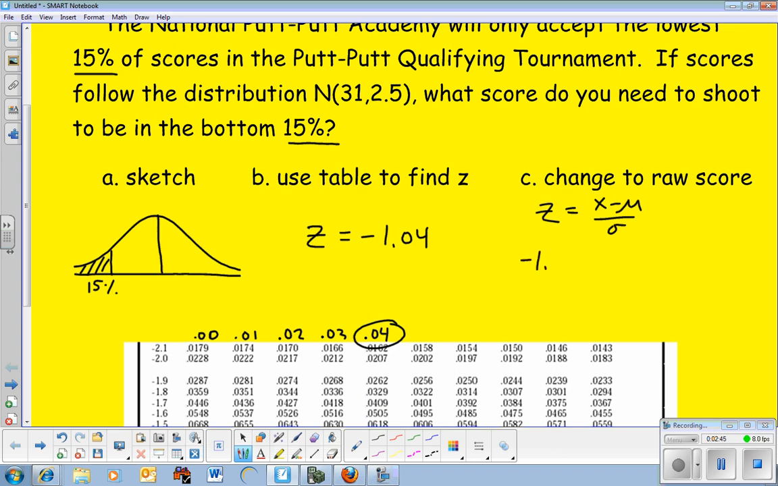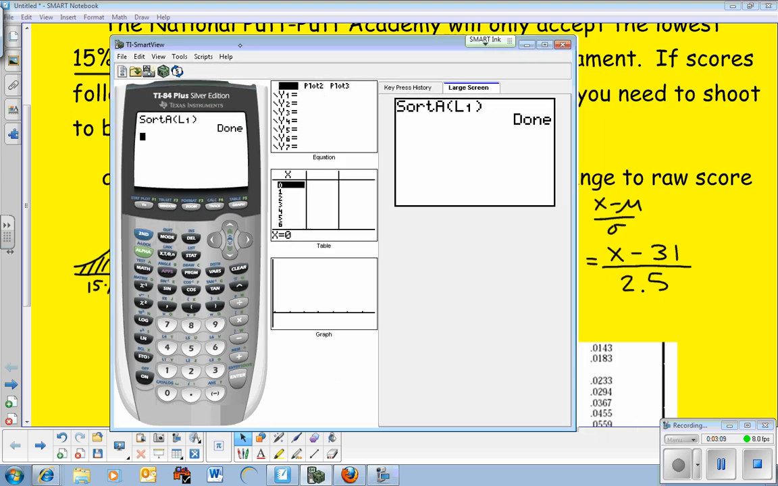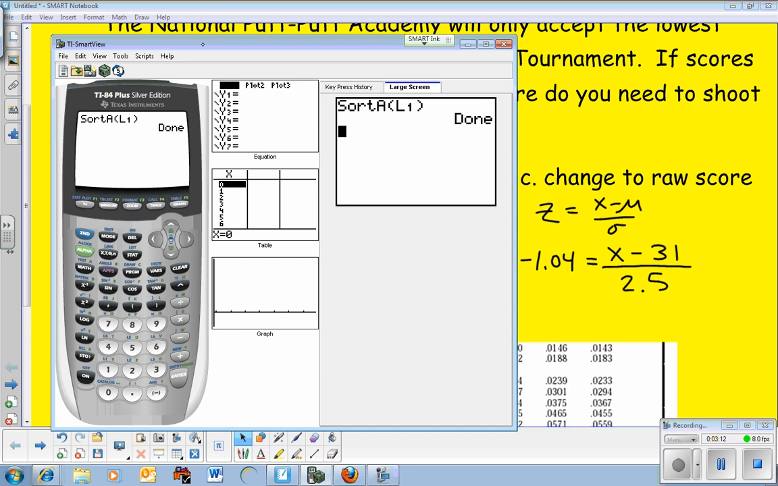So my z is negative 1.04. My x is what I'm looking for, the actual score, minus 31, that's my average, over 2.5, that's my standard deviation. And let's calculate that. I need to do negative 1.04. I need to multiply that by 2.5. And I need to add 31. And our answer is 28.4.